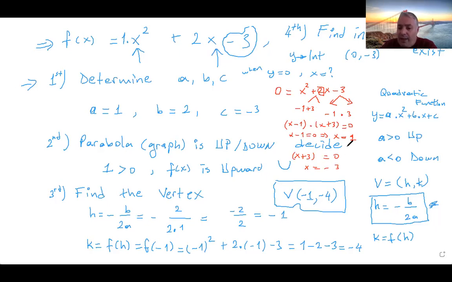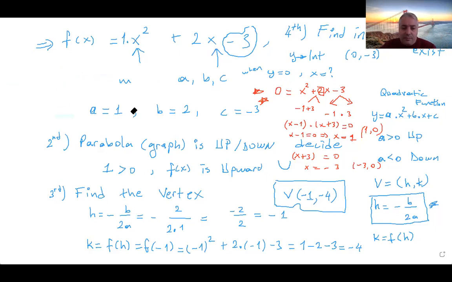So what does it mean? 1 comma 0 and -3 comma 0 are x-intercepts. Is it okay? Do you know how to do this? How to factorize and get the result? You know or you don't know? Yes, we know. Now everything is finished. Let me clean this part.